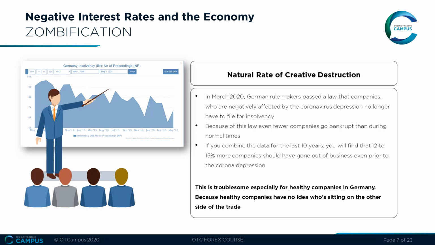And on top of that, here is even the latest artificial monetary policy that was introduced by German lawmakers in March 2020. In March 2020, German rulemakers passed a law that companies who are negatively affected by the coronavirus depression no longer have to file for insolvency or bankruptcy. This is new, and this new law was supposedly phased out in September 2020, but now German rule makers are discussing to extend this until next March 2021.